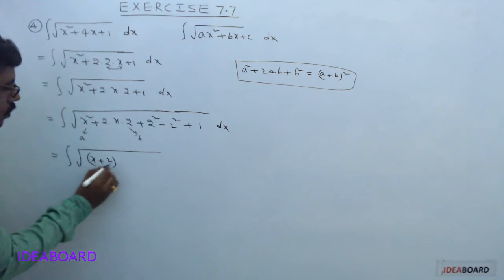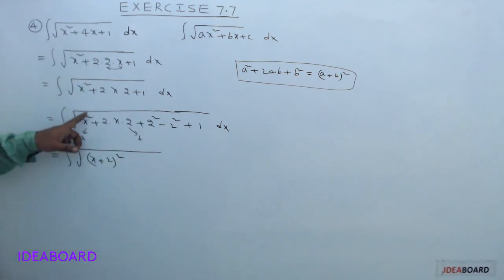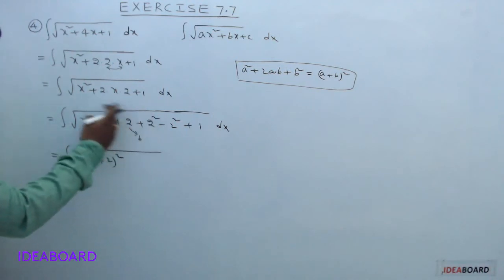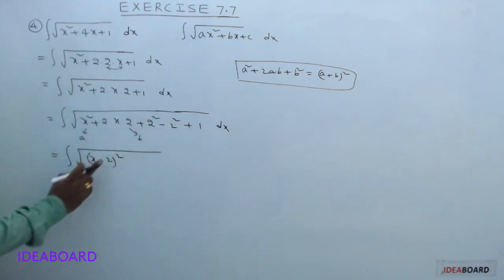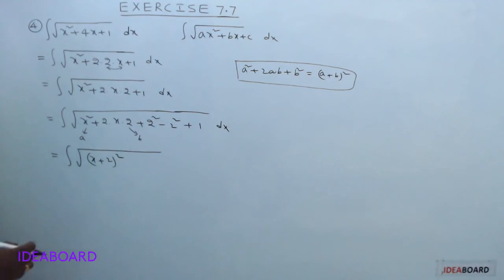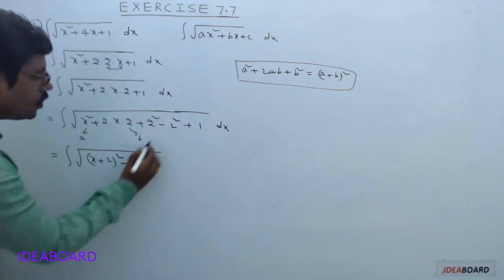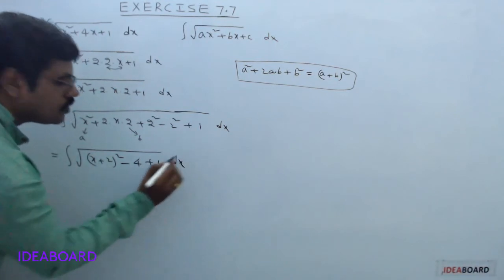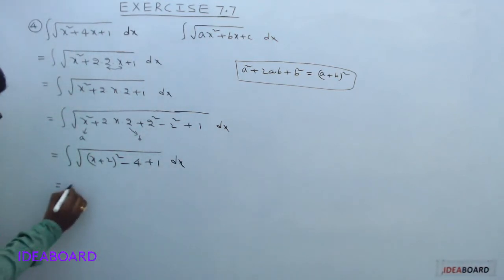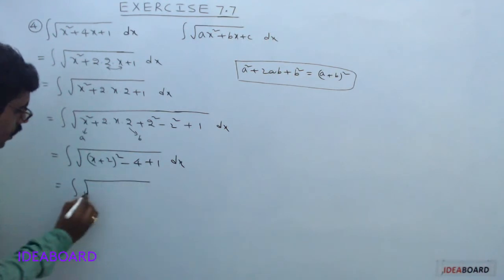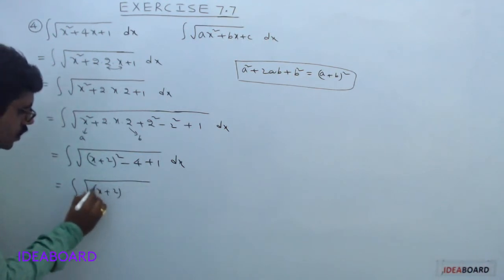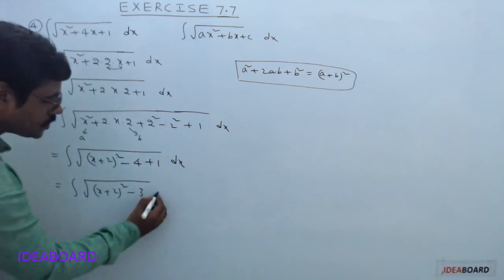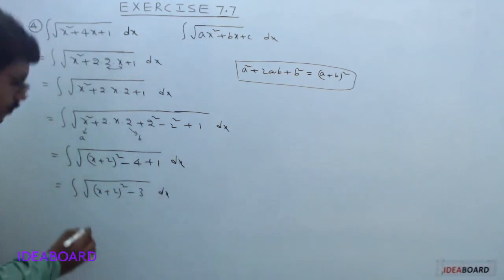Now it is integral square root of, here the combination of these three terms can be taken as x plus 2 whole square, a square plus 2ab plus b square. So these three terms can be taken as x plus 2 whole square minus 2 square is 4 plus 1 dx. Now it is integral square root of x plus 2 whole square minus 4 plus 1, it is minus 3 dx.